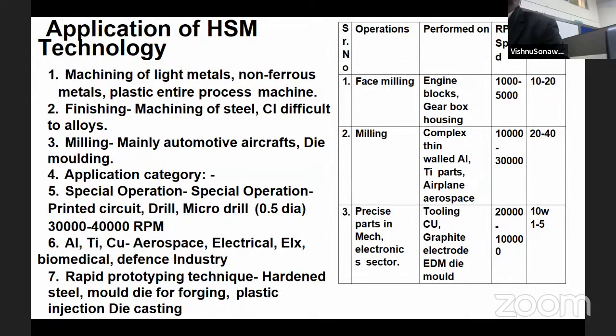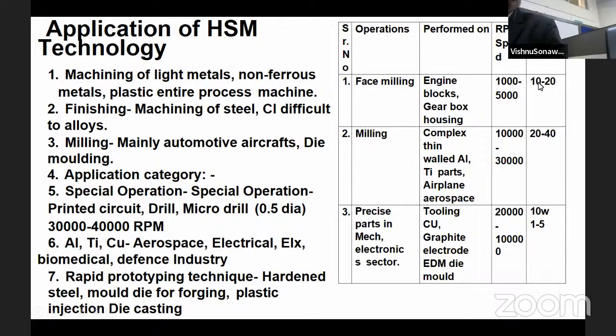This is the printed circuit board, and for the drilling operation or micro drilling operation, a 0.5 diameter drill, the machine can be operated at above 30,000 revolutions per minute to 40,000 revolutions per minute. Aluminum, titanium, and copper materials are used in the aerospace, electrical, electronics, biomedical, and defense industries. These are the sectors, along with rapid prototyping, hardened steel and mold die for forging, press and press work, and injection die castings.